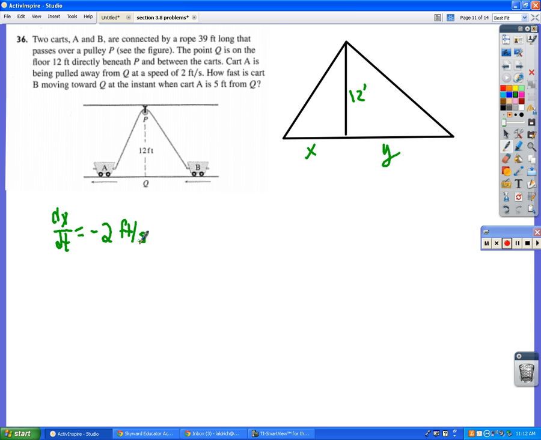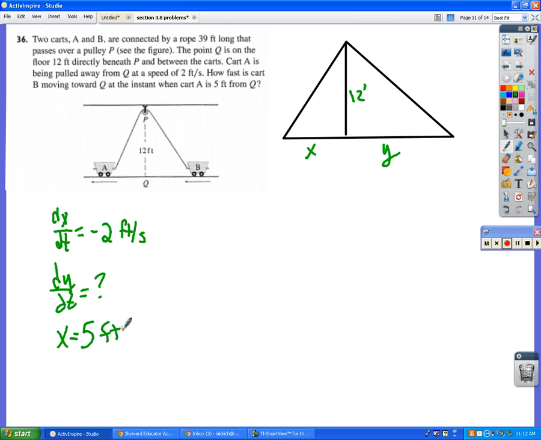Okay, how fast is cart B moving toward Q? So we are trying to find dy/dt. I think our answer should come out negative because it's also moving in the negative direction. And we want this when cart A is 5 feet from Q, so this is at the time when x equals 5.